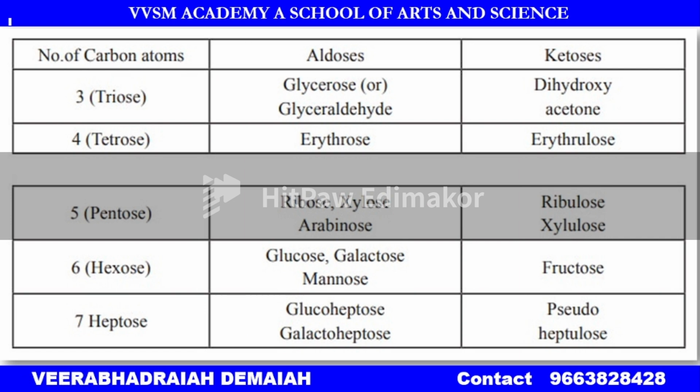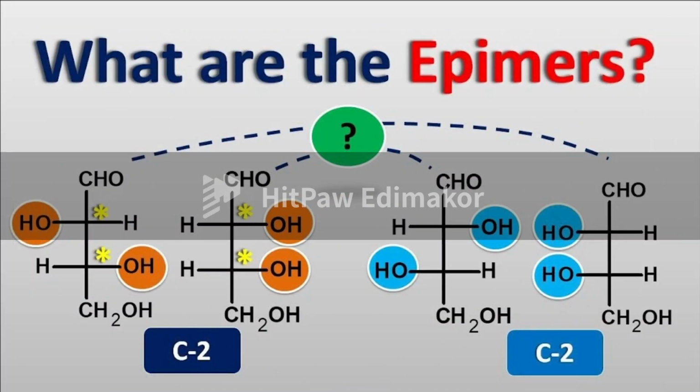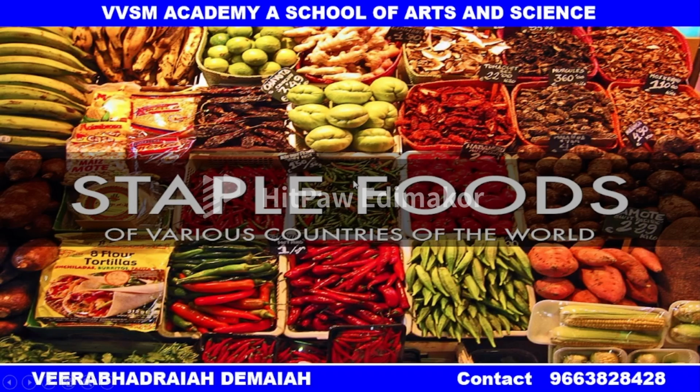Number of carbon atoms, aldoses and ketoses. This is the tabular column study. What are the epimers? Aldehyde groups in both the structures, at C2 and C2. The epimers have the CHO group here, the CHO group is here, and HOH here, HOH here. These are important and will be discussed later in a separate chemistry class.